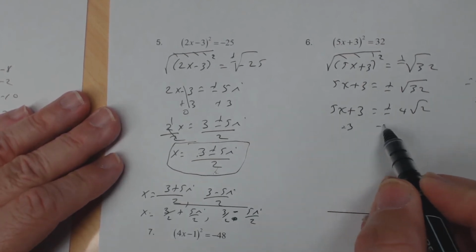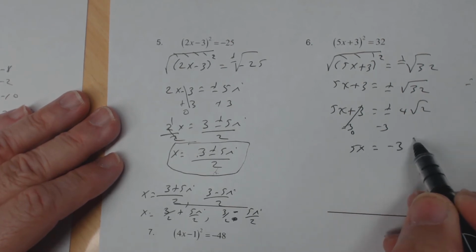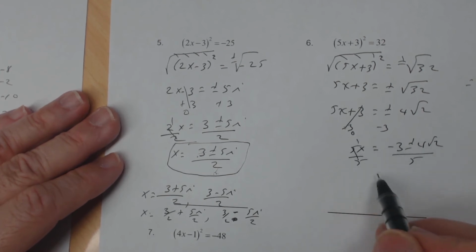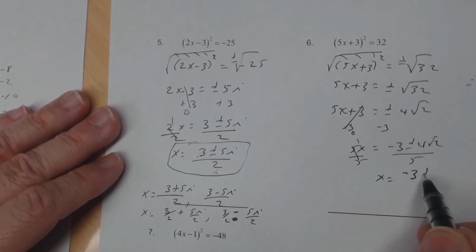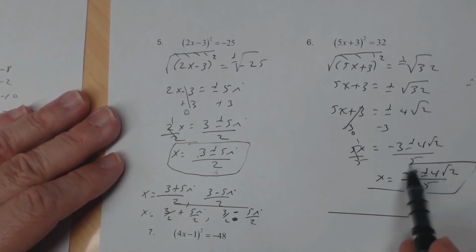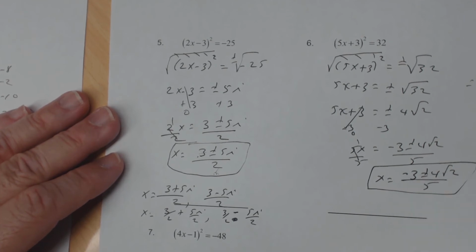So subtract 3 from both sides. I get 5x equal negative 3 plus or minus 4 square root of 2. Divide both sides by 5. I get x equal negative 3 plus or minus 4 square root of 2 over 5. And so there's your answer. Now again, always check and see if this negative 3, 4, and 5 can be reduced, and you can't.